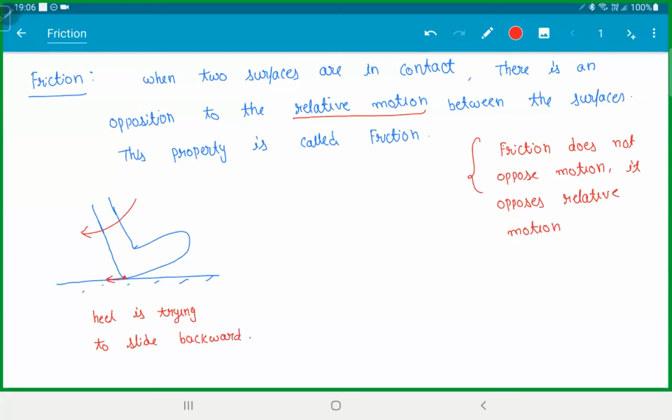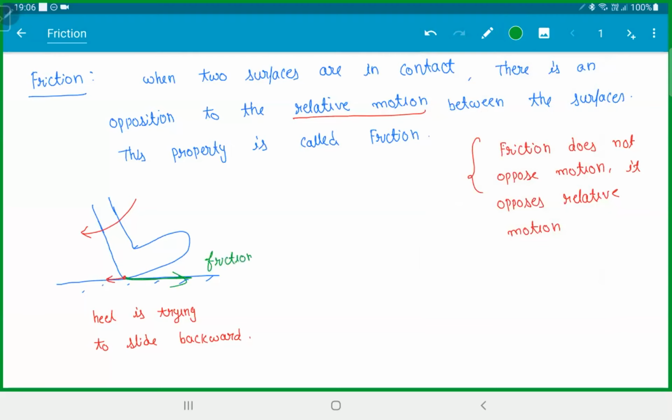Think about it. Isn't that why the back of your chappals becomes thinner? Observe, anytime you take your footwear, the back of the foot becomes thinner because of this only, because the heel is trying to rub backward. So because it is trying to go backward, the force of friction will act in the forward direction.